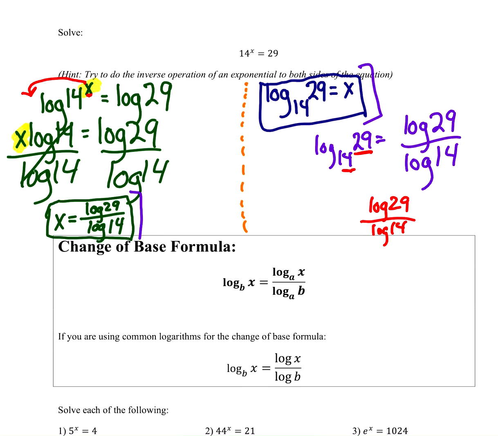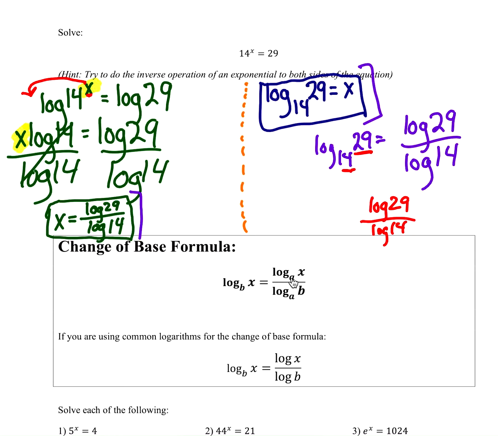So just a little official blurb about the change of base formula. For any log base b of x, that is going to be equal to log, you can really have any base on this, but let me read it first. It'd be log base a of x over log base a of b. Notice the argument goes on the top of the log, the base goes on the bottom of the log.